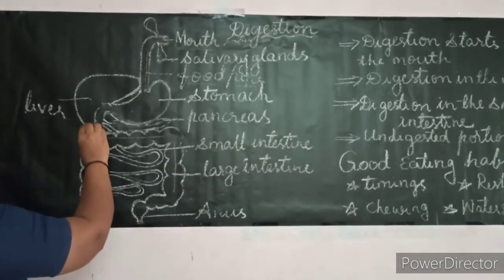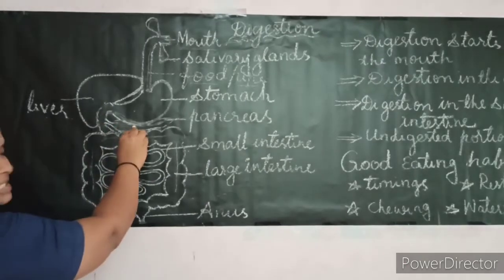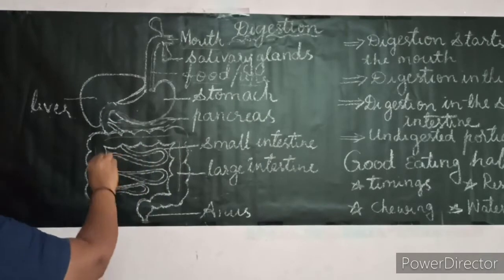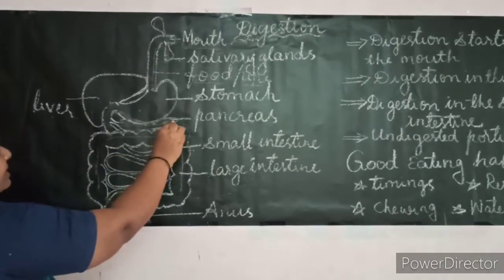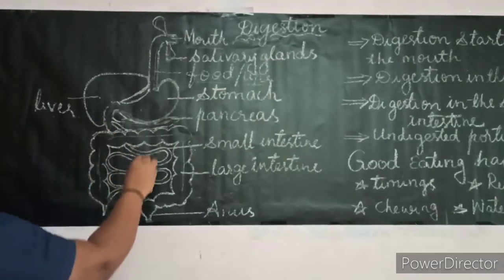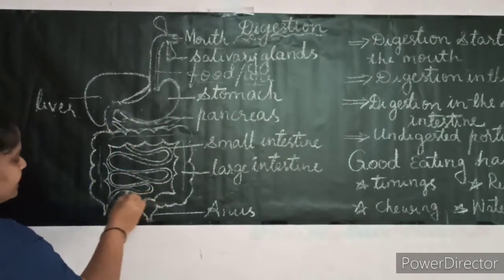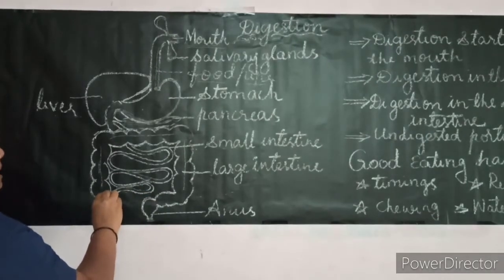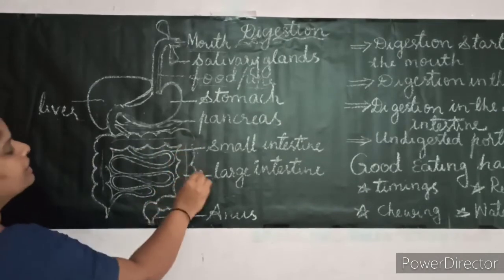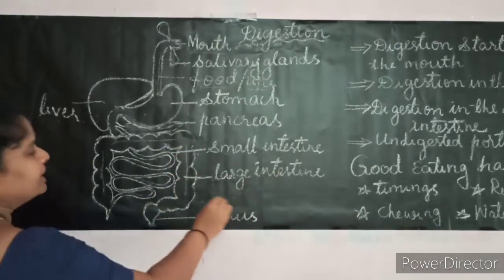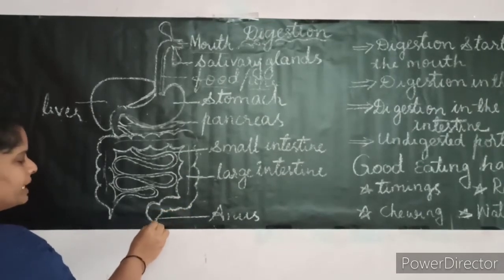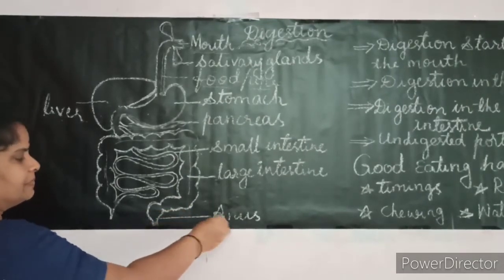Here we have two organs that open into the small intestine: the liver and the pancreas. The liver is the largest organ in our body. The small intestine opens into a long tube-like structure called the large intestine. This large intestine opens by an opening called the anus.